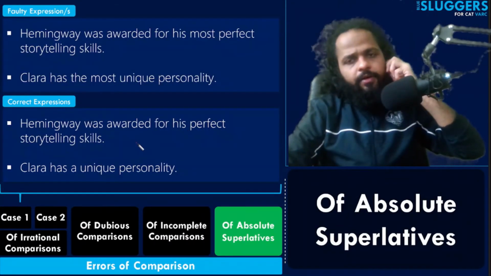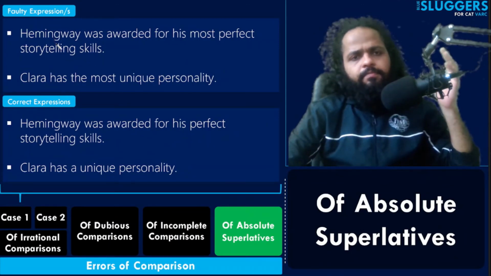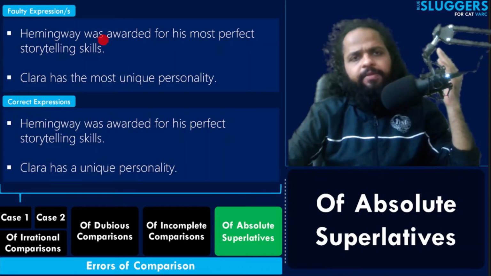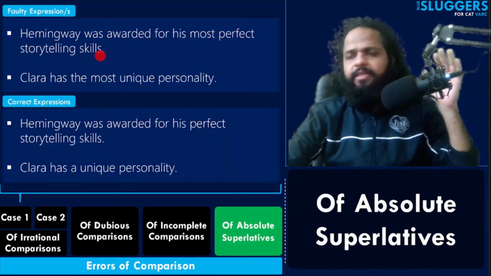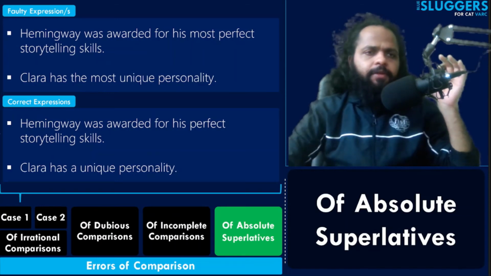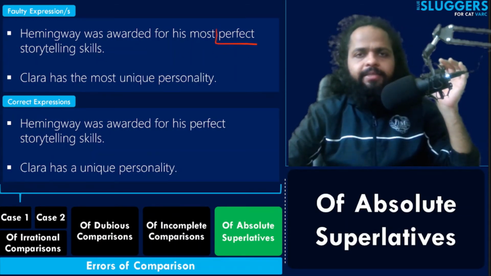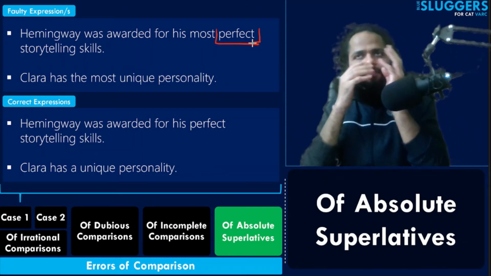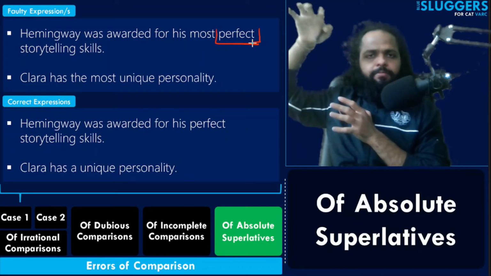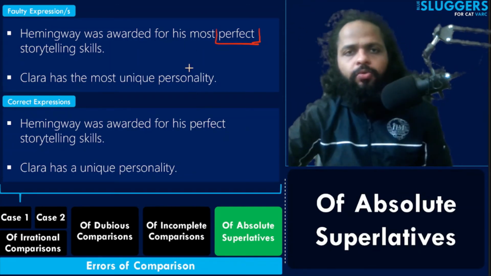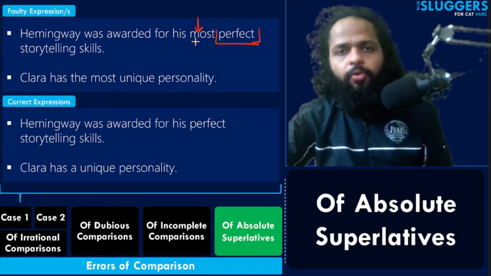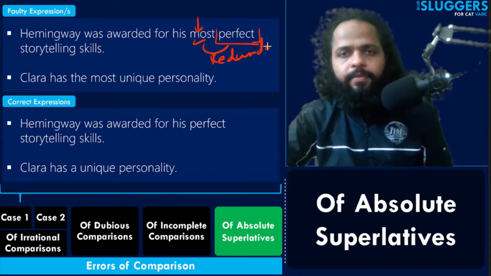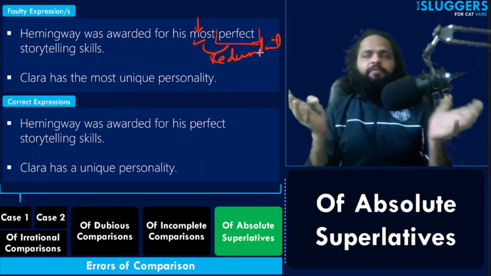Finally, the last type of comparison error. Let's just look at the sentences to understand this. The first one says Hemingway was awarded for his most perfect storytelling skills. Now you see, the word perfect by itself demonstrates the superlative degree. When you say perfect, you already defined that it is the best possible scenario, right? You don't need to use the modifier most here, right? It basically makes the whole thing sound redundant. Okay, most perfect, there's nothing like most perfect.